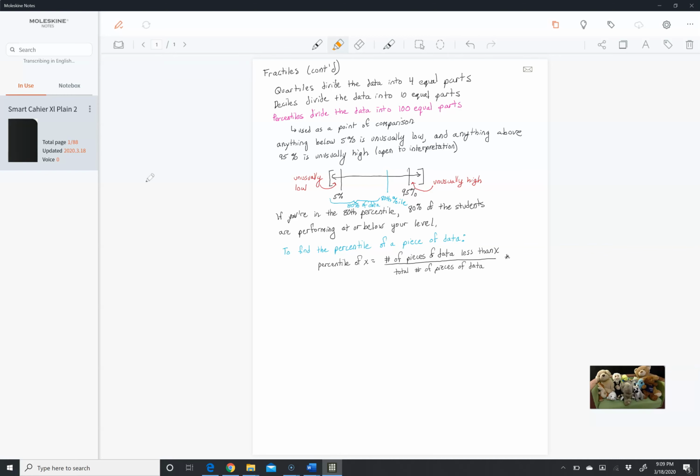And because it's a percentile, we're going to multiply by 100. So the multiplication by 100 is what tells us that we're talking about a percentile versus a quartile or something else. So if you remember from earlier in the semester, the total number of pieces of data is always referred to as n. And we always want to take this and round to the nearest whole number. So typically we wouldn't want to say that we're in the 82.3 percentile. It just doesn't make sense.